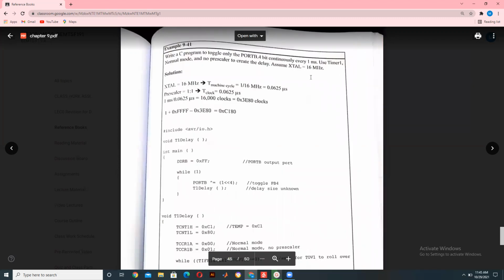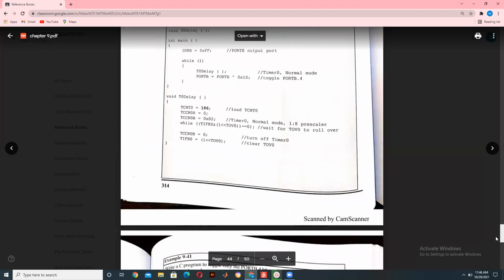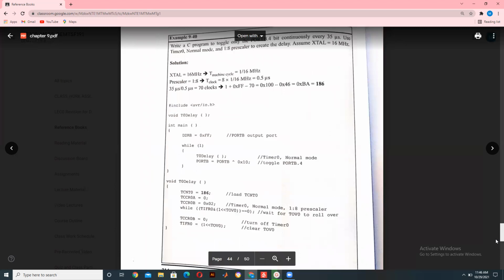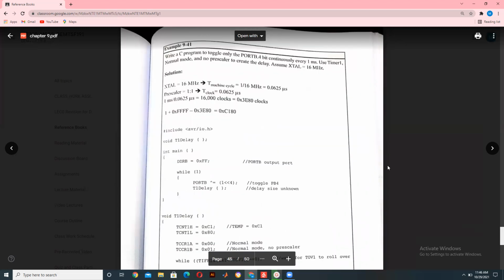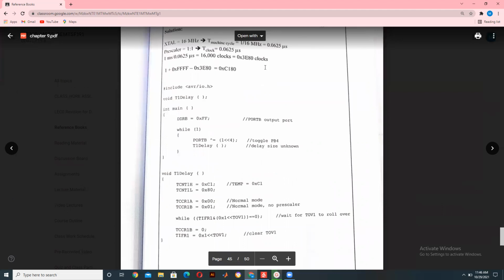Now, again, but this time it's 16 megahertz, and a 4-bit continuous, so 1 millisecond. The previous one was telling us about 35 microseconds, but this one is 1 millisecond. So we do calculations, and after the calculations, we get 0x3E80 clocks, and that is equal to 0 plus 0xC180.